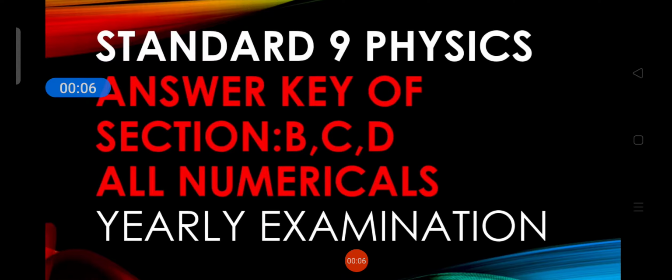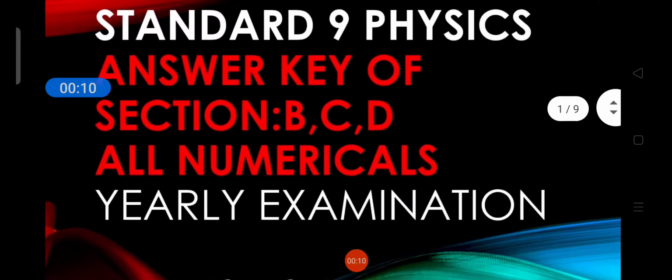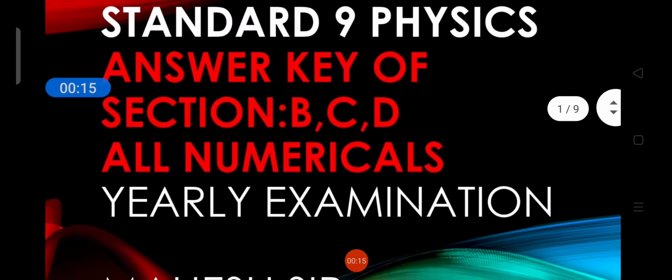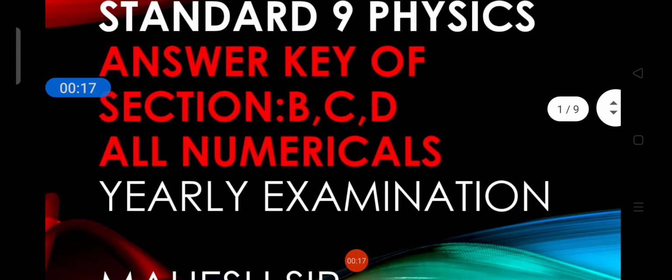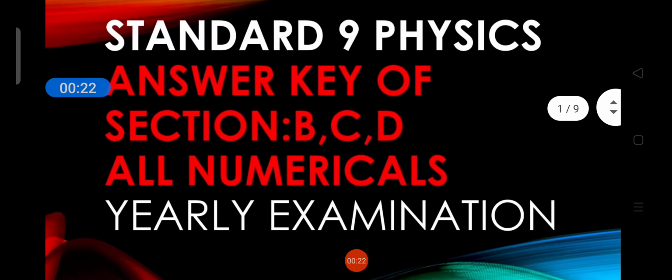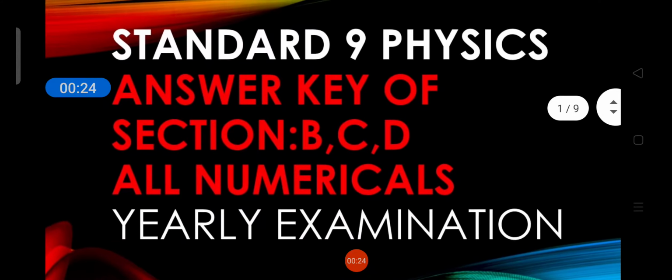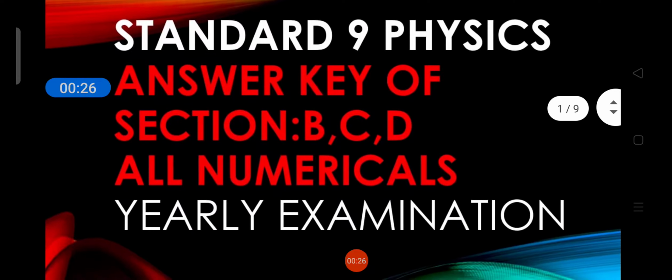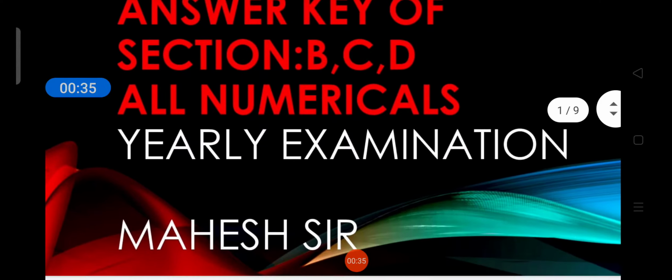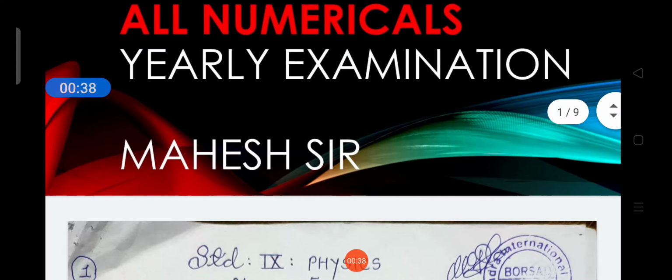In our physics revision of the yearly examination, in our previous video you have seen the answer key of section B and C. And today I want to give you the answer key of section D. All the numericals are there, and there is a PDF file which I have made. You can see that, and from it you can also find the solutions and answers of all the numericals. You can even see this video also. So all things are the same.